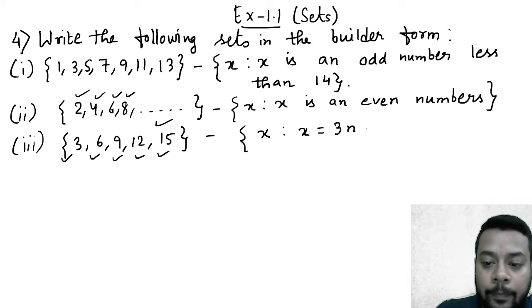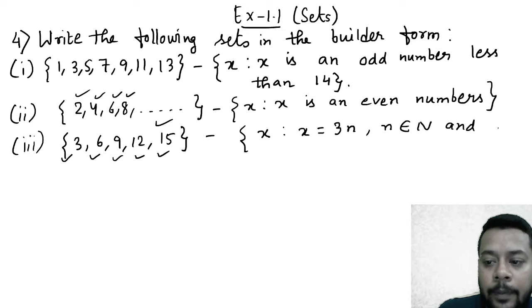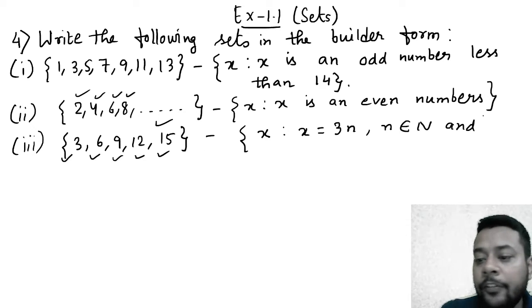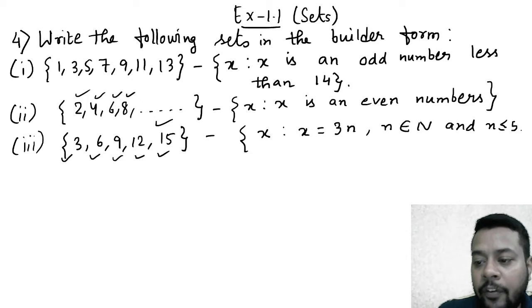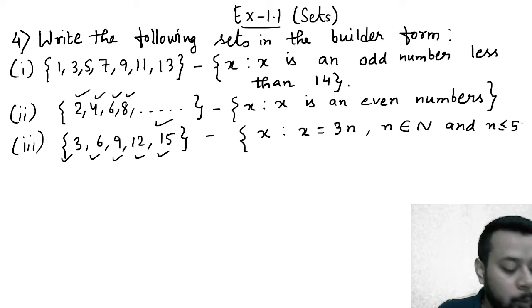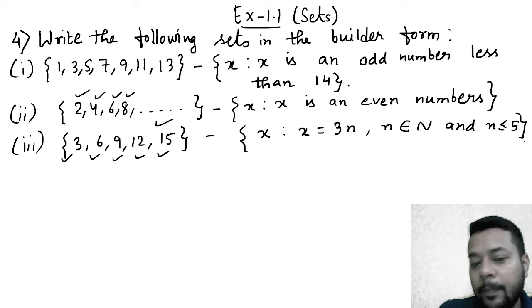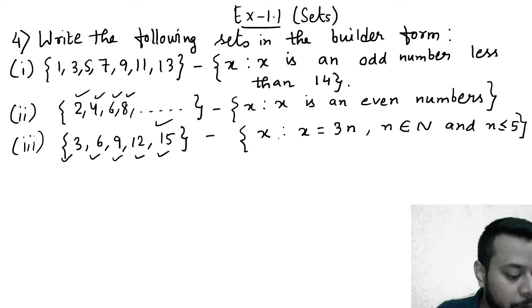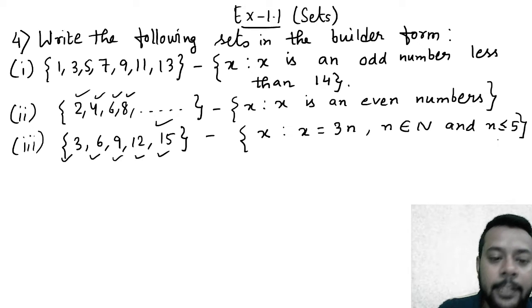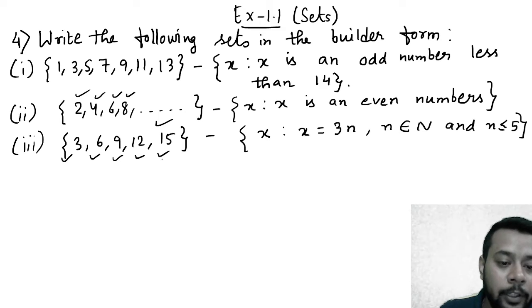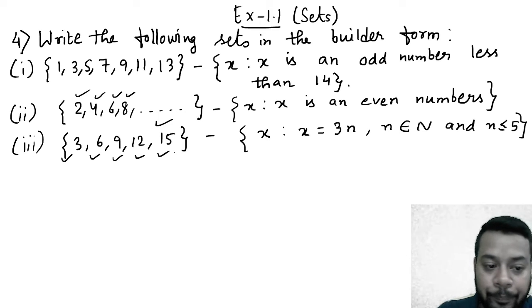3 into n, where n belongs to natural numbers, and if you see there are only 5 multiples, right? There are only 5 multiples. So what will we write? n less than or equal to 5, as simple as that. x equals 3n, where n belongs to natural numbers and n value should be only less than or equal to 5, because there were only 5 multiples of 3 there.